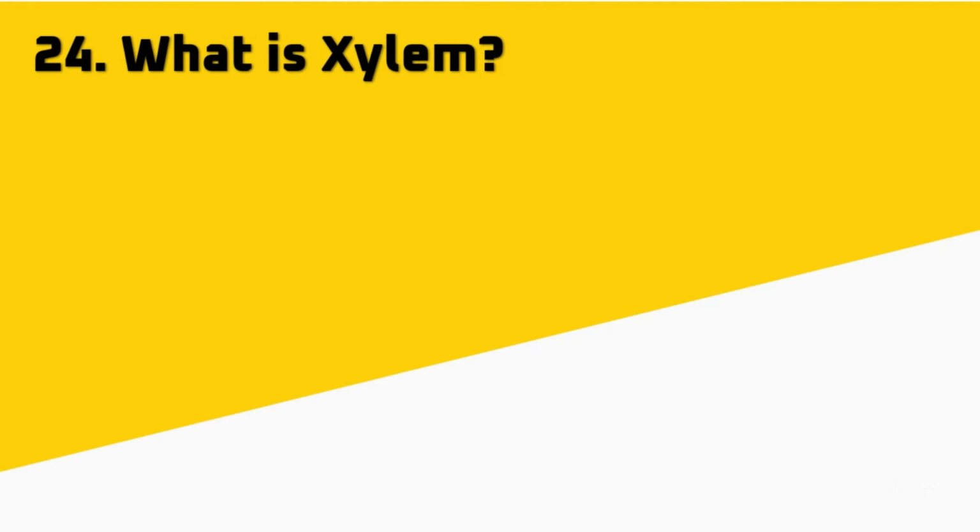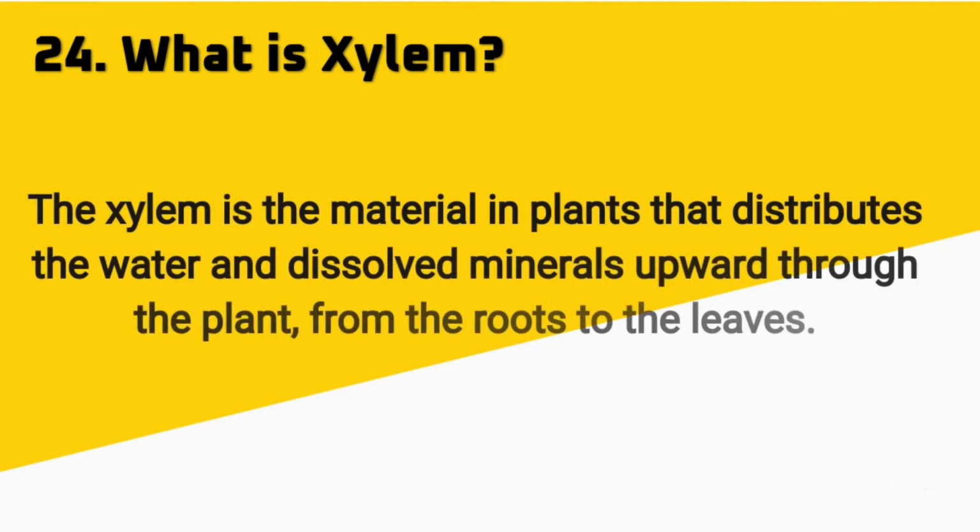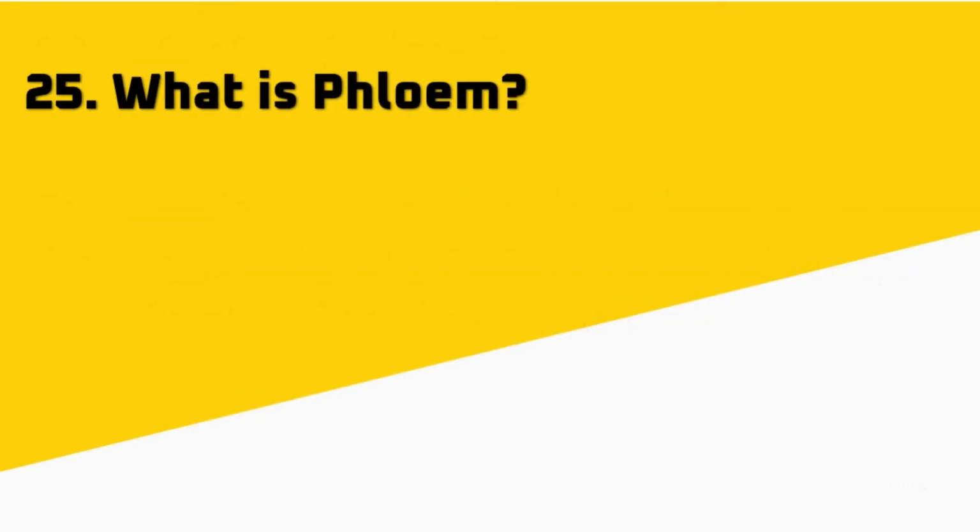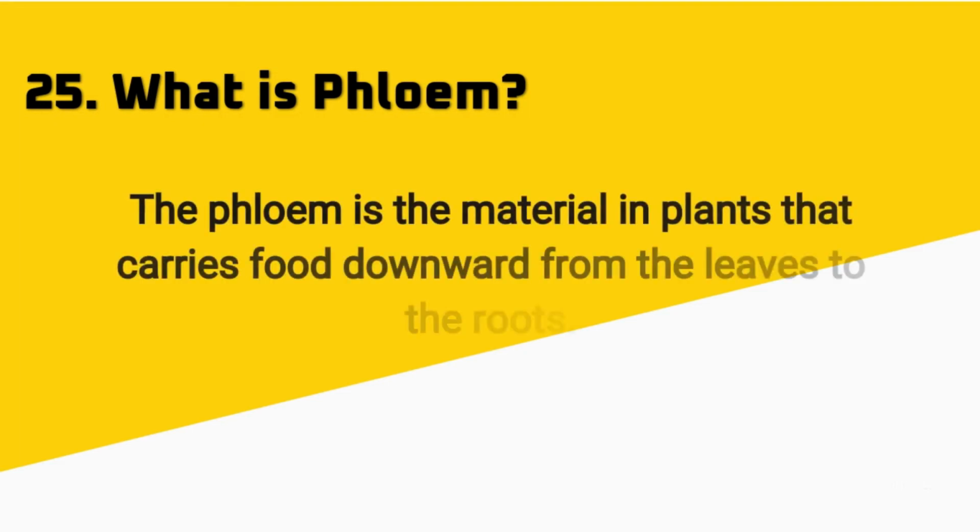What is xylem? The answer is the xylem is the material in plant that distributes the water and dissolved mineral upward through the plant from the roots to the leaves. What is phloem? The answer is the phloem is the material in plant that carries food downward from the leaves to the roots.